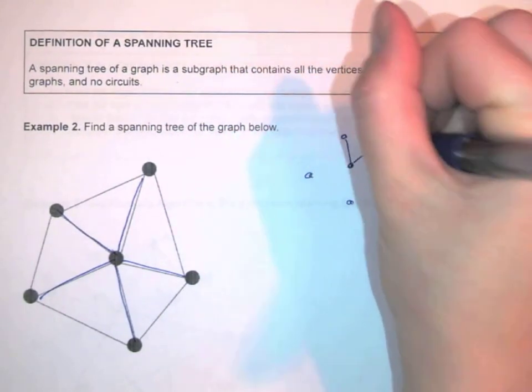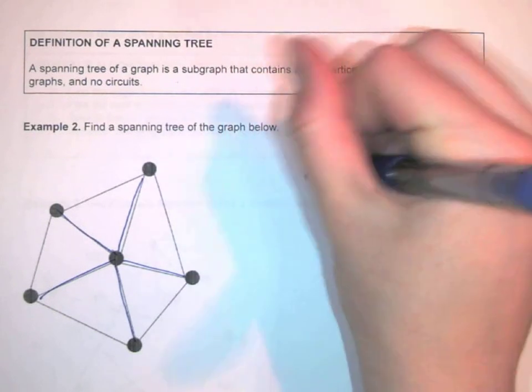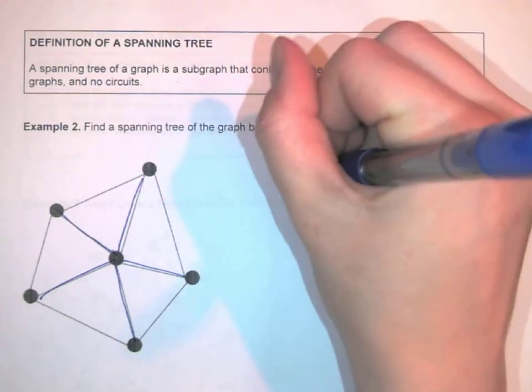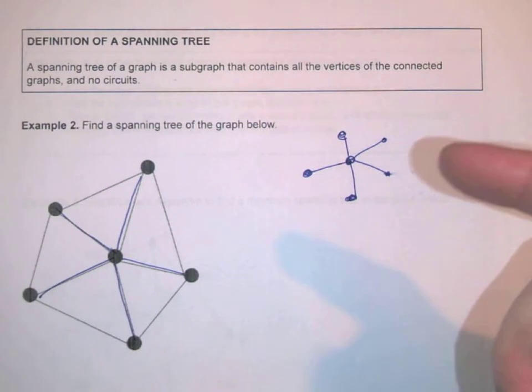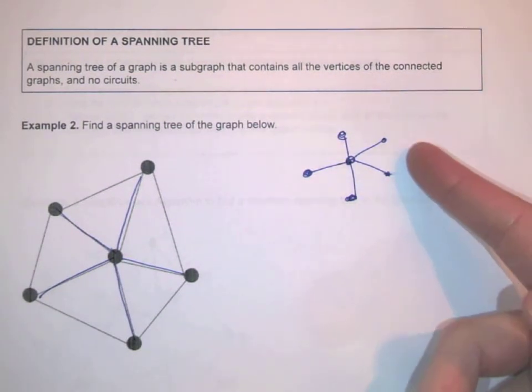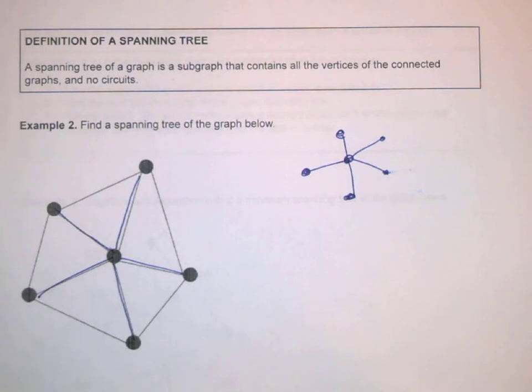So just like a star. It's connected. It has n-1 edges. Every edge is a bridge, and it has no circuits. So that's a spanning tree.